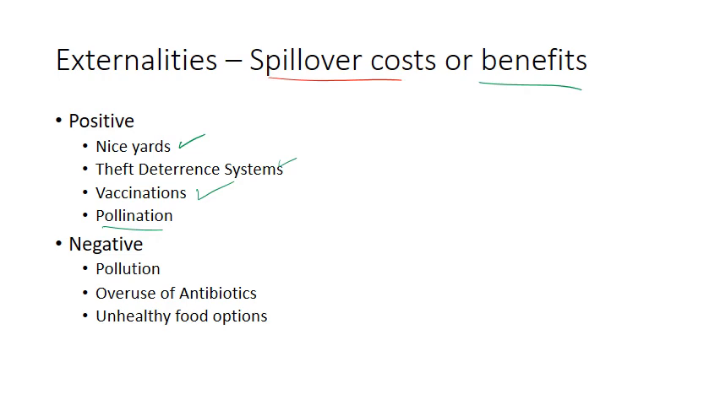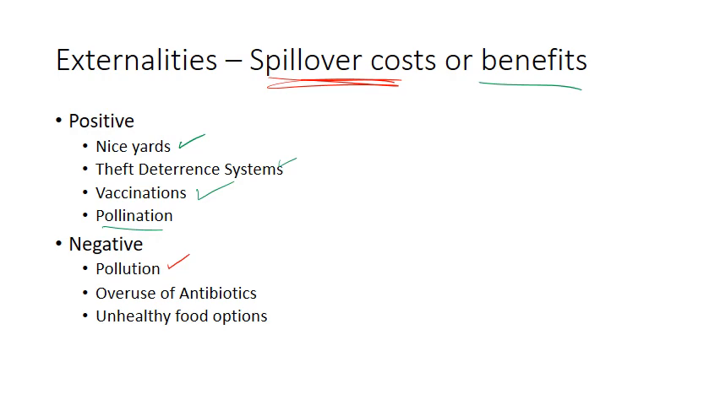Negative externalities. Negative externalities are our spillover costs. Whenever you drive your car around, you pollute. That's a cost that the rest of society bears, right? You're thinking, well, I paid for my gasoline and it's nice to drive around. Yes, it is. But as you drive around, you imposed a cost on the rest of society.